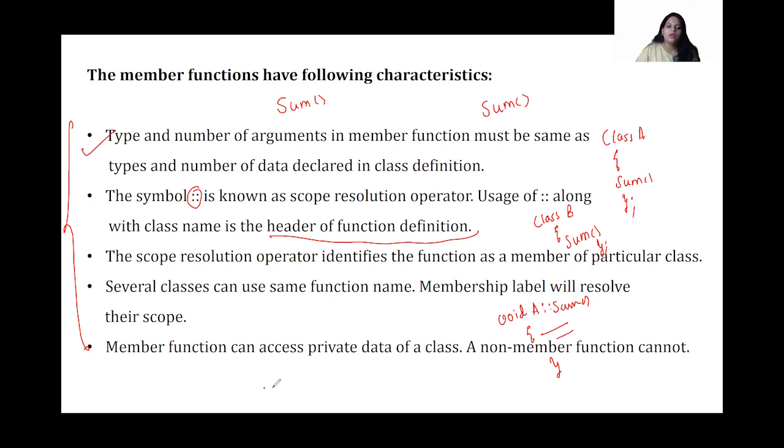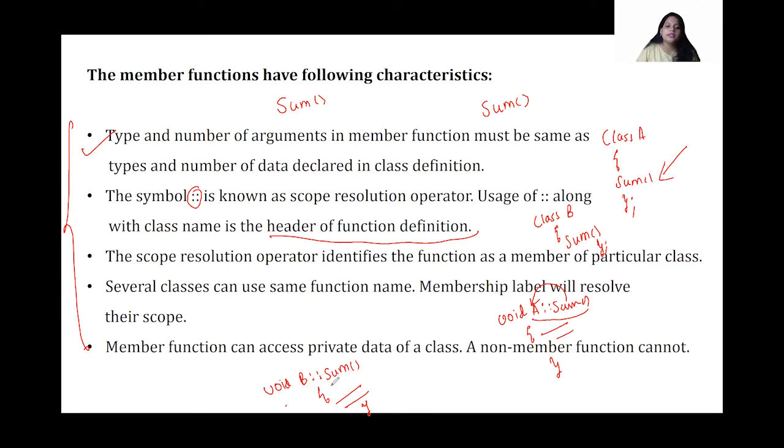Next one, how will I write it? I will say void B, scope resolution operator, sum, then the code. Do you think there will be any problem when I write like this? There will not be any problem, because the compiler will see the scope resolution operator and compare, and it will understand that when it is reading this one, we are referring to this particular function because we have class A. So it will go to class A and call that particular function.